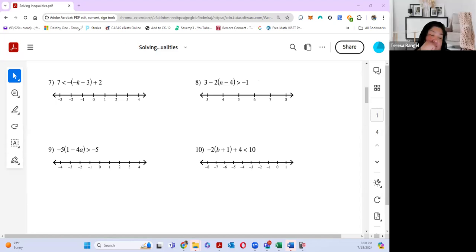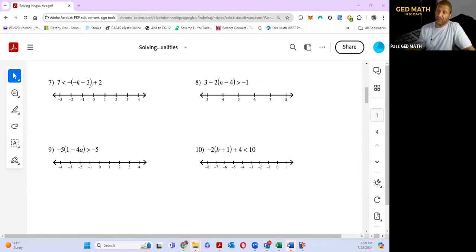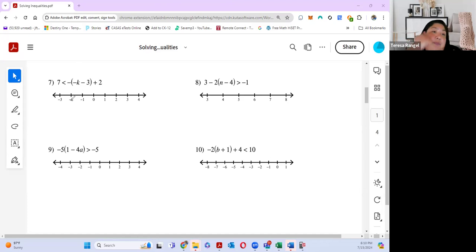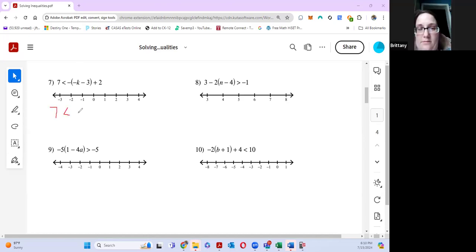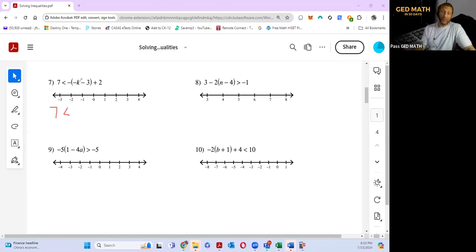Okay, so we have 7 less than negative quantity of negative k minus 3, plus 2. That's a whole lot, right? Let's do this one first. If you have a negative on the outside of parentheses, that's like multiplying, so you do that first. You just change the sign of everything inside. So you have k plus 3 plus 2.